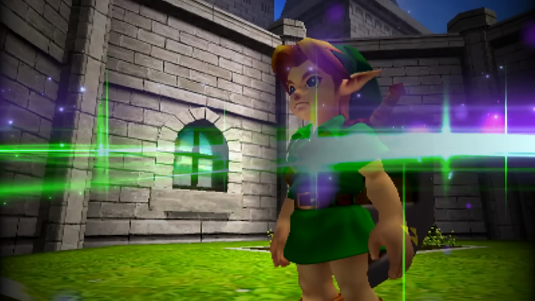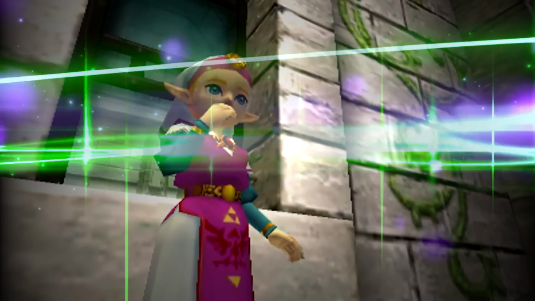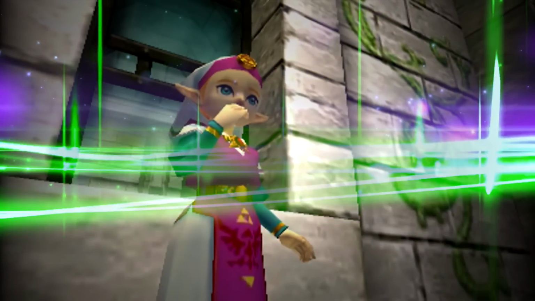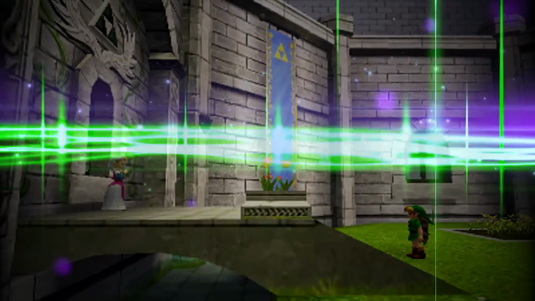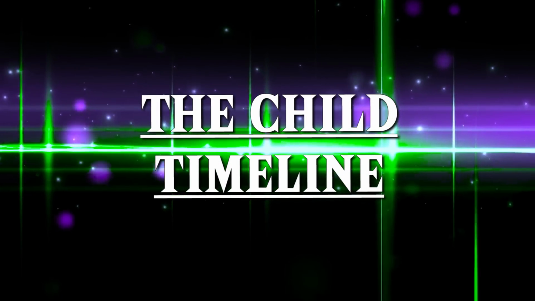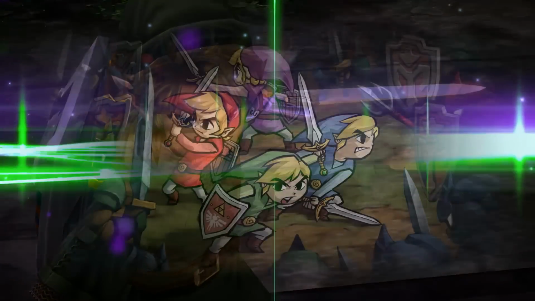The timeline where Link returned to the past and used the opportunity to warn Zelda and the King of Hyrule before Ganondorf was able to attack becomes known as the Child Timeline. This leads to the events of Majora's Mask, Twilight Princess, and Four Swords Adventures.